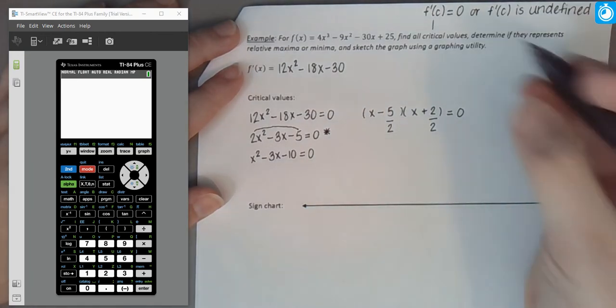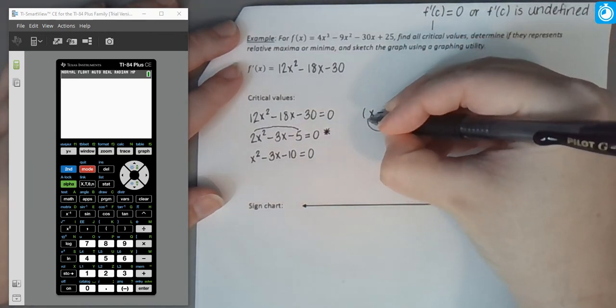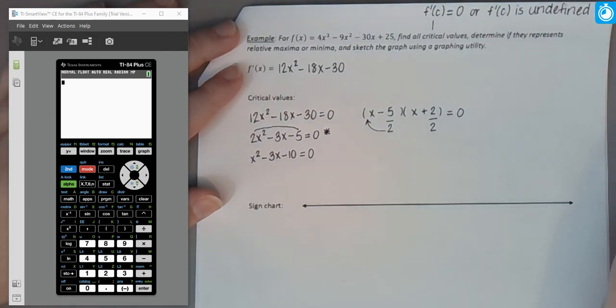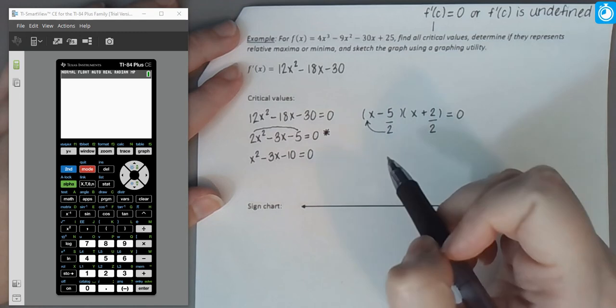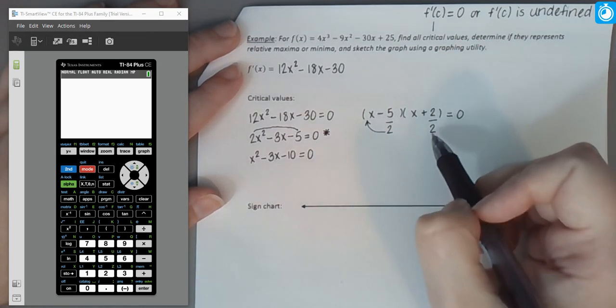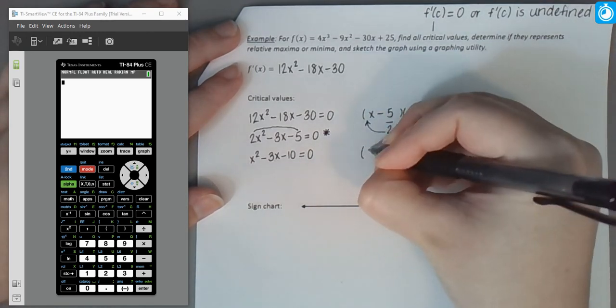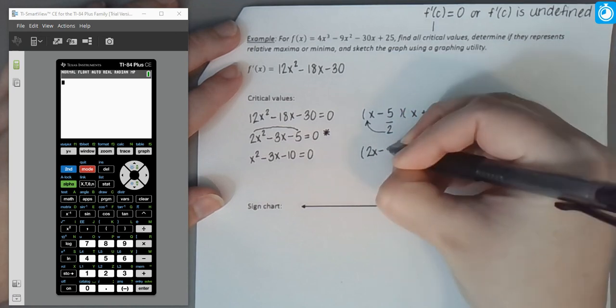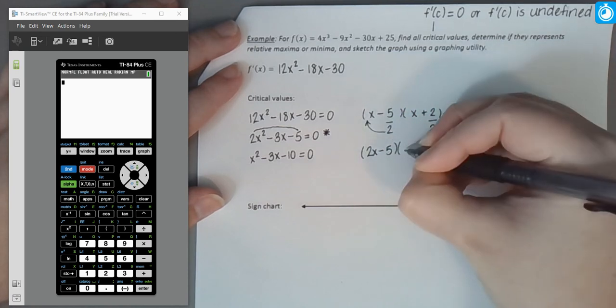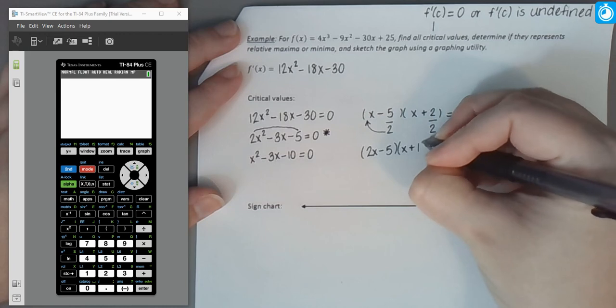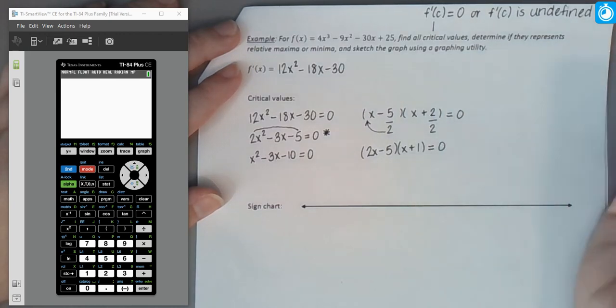Okay, so for the one that doesn't, I'm actually going to bring my coefficient out front and make it a coefficient for the x. So bring the denominator out front, make it a coefficient on x. For the one that does reduce, I do want to reduce it. So we end up with a factorization of 2x minus 5 and then x plus 1.